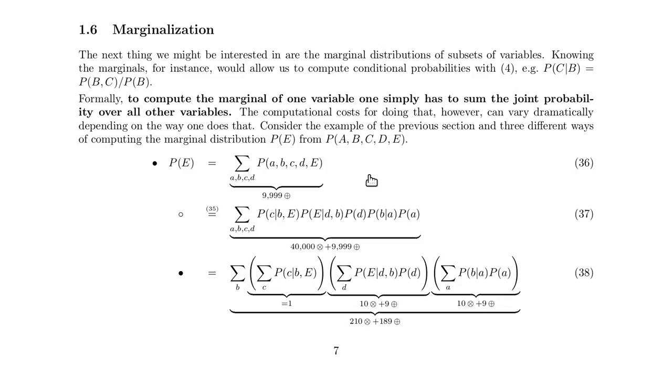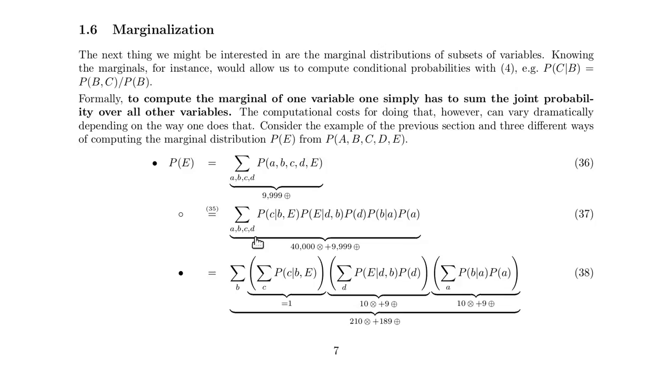If we now replace our joint probability distribution by the product of conditionals, we not only get our 9,999 summations, we also get 40,000 multiplications, right? Because in order to calculate one of these terms, we need 1, 2, 3, 4 multiplications. So this sounds like not a good idea. However, since some of these terms do not depend on all these variables, actually none of these terms depends on all these variables, we can shuffle the sums around.